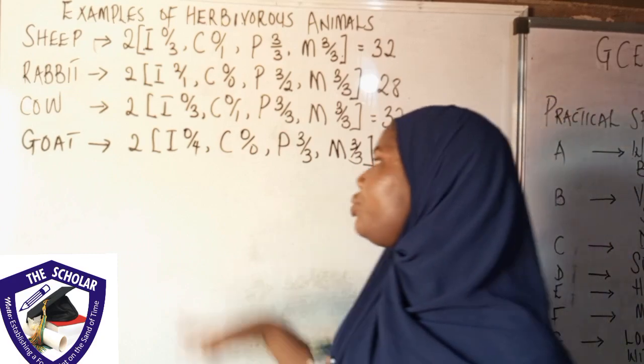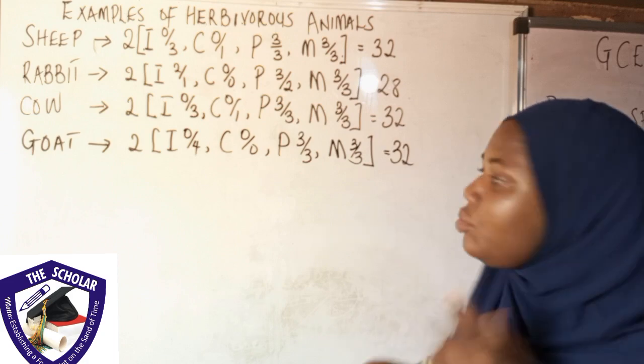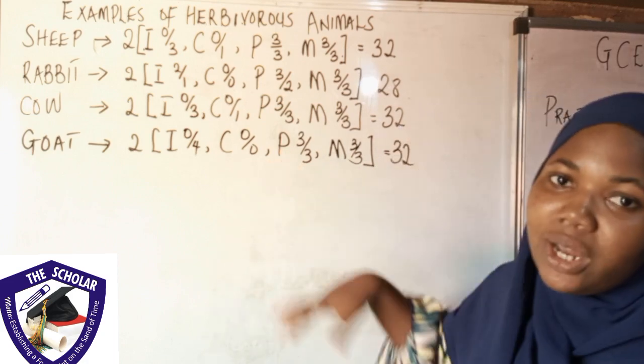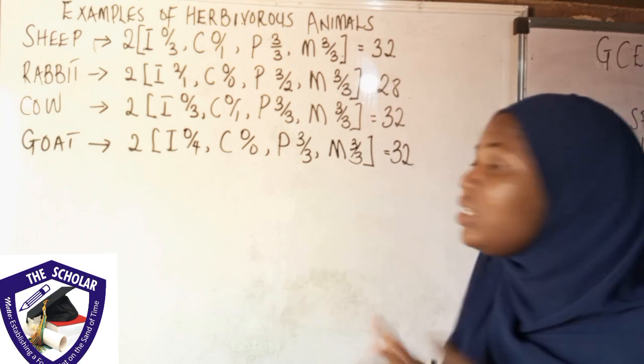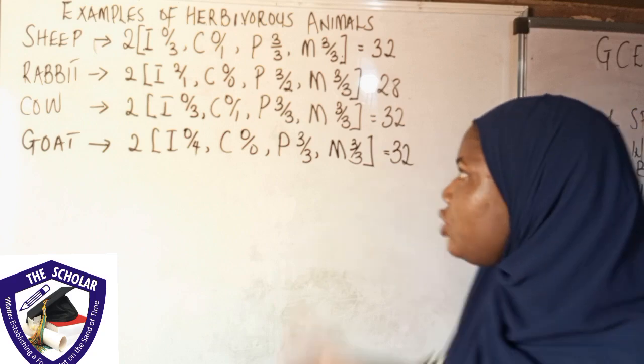For goats also, they have no incisor in their upper jaw. They have 4 in their lower jaw. They also don't have any canine at all. Then for the premolar, they have 3 in their upper jaw, 3 in their lower jaw. For the molar, they have 3 in their upper jaw, 3 in their lower jaw.